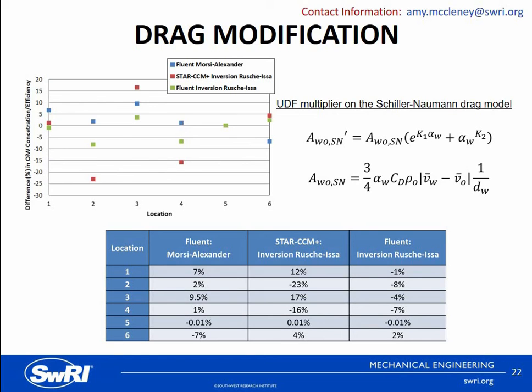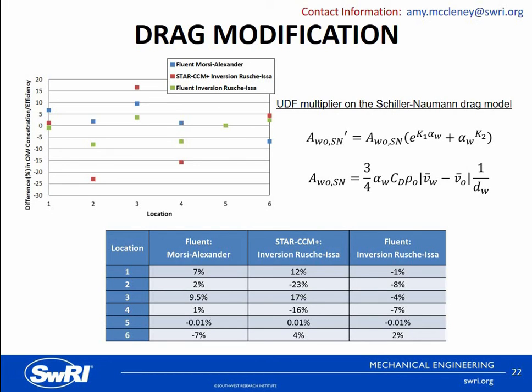The drag model selected was the Inversion Rusche-Issa drag model, which was inherently built into STAR-CCM. This model is, however, not a default option in the Fluent software, and was therefore integrated as a UDF multiplier on the Schiller-Naumann drag law. The reason we chose this model to simulate in Fluent is that this drag model is promoted in STAR-CCM+ as having a built-in pseudo-emulsion based on empirical correlations from experiments.